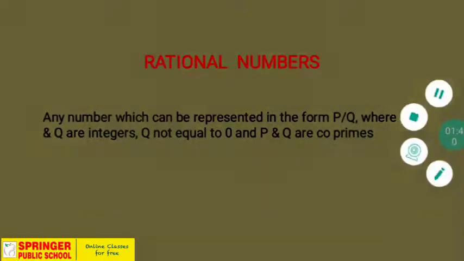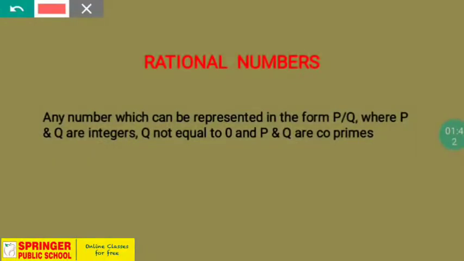Students, for example, if I take a number, as you can see on the board, I am writing it here. If I take the number 4 upon 6, here you can say, sir, it is in the fractional form where p is equal to 4 and q is equal to 6. But students, you can see both p and q have a factor 2 common other than 1. That means they are not co-primes. So they are not in their lowest terms.